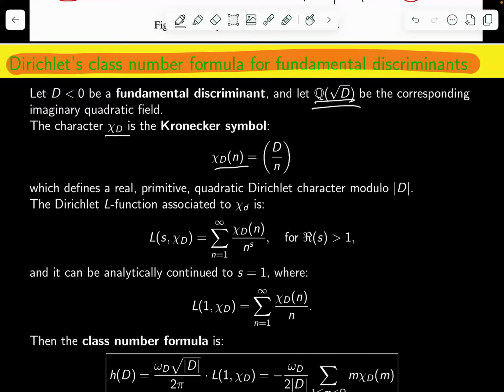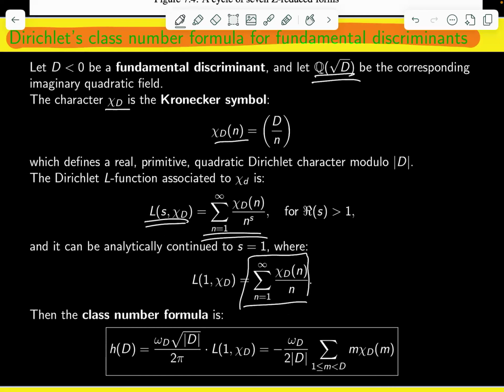So it depends on n, just n mod d, and it's multiplicative. That's basically one of the axioms. We may form an L function, the famous Dirichlet L function: just compute this chi d of n divided by n to the power s. Then it can be extended to s equals 1. And then the classical formula, that's actually how Dirichlet studied it, the class number formula, h of d.